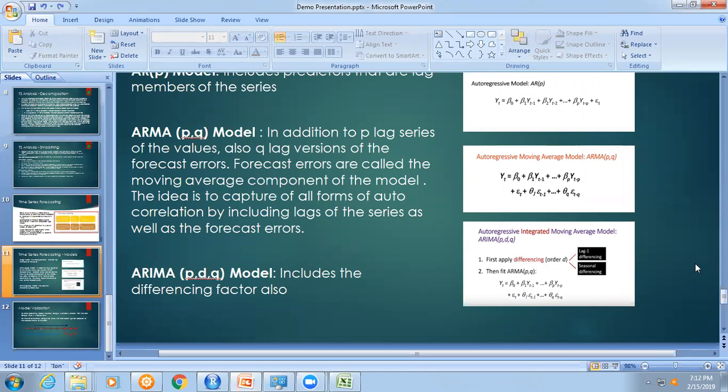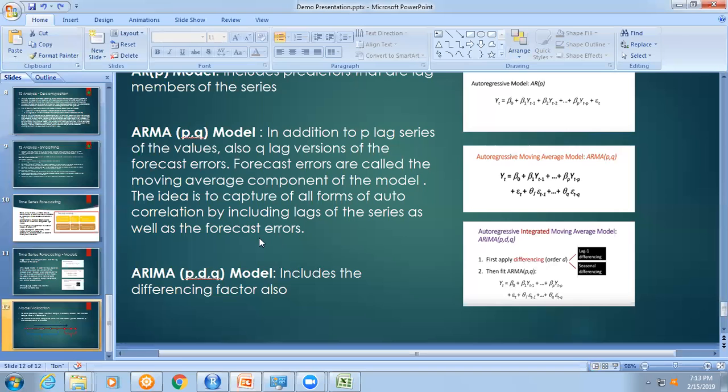So it's very important to know exactly what these p d q values are before coming up with the forecasts, and to tweak these values well, which comes only with good experience, and only then will the forecasts be appropriate.